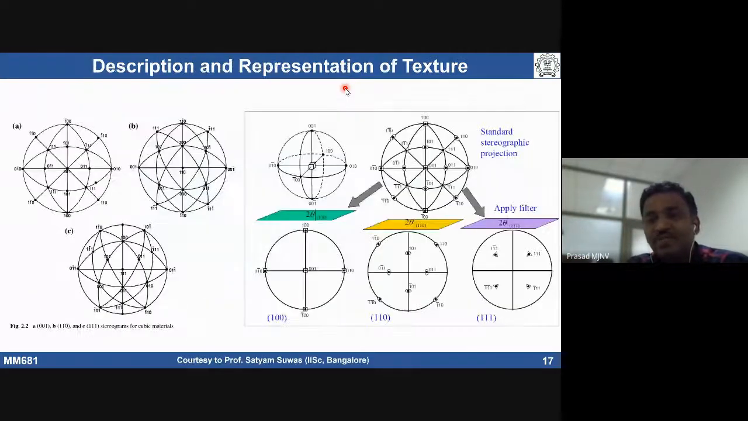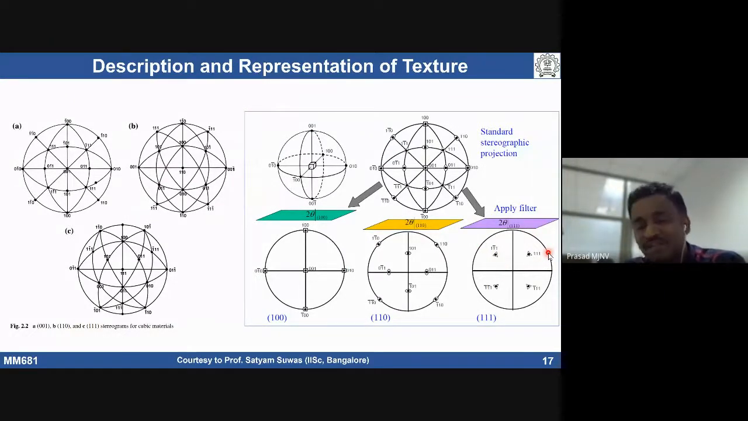So in the spherical projection, we are basically talking about 111. If we take this particular stereo projection, what I'm actually collecting here is only the different family of 111 planes. We are applying a filter and taking the 111 projections. The 111 peak is supposed to come here. Apart from that, we also get other things.